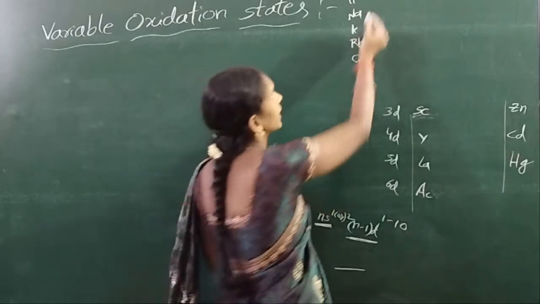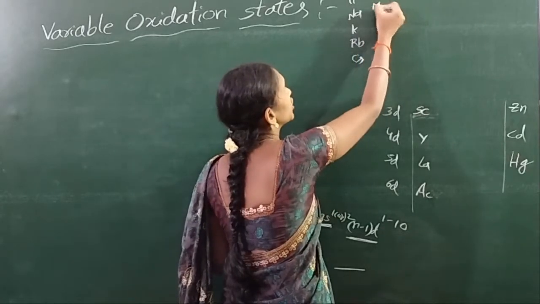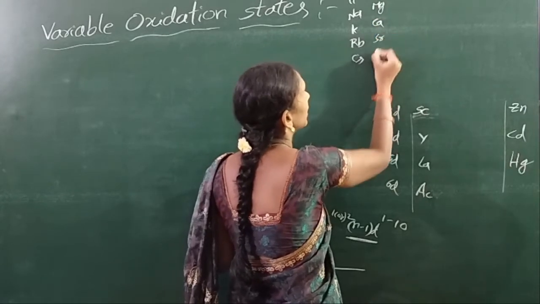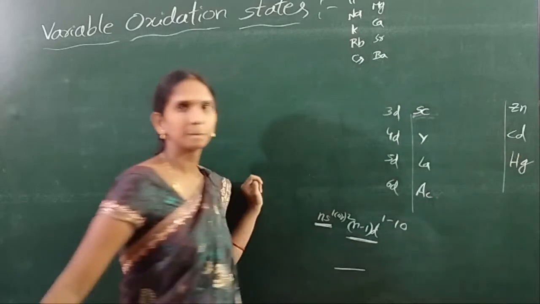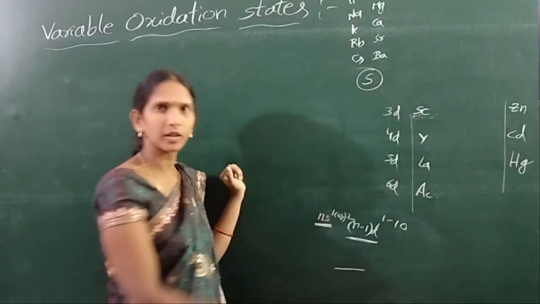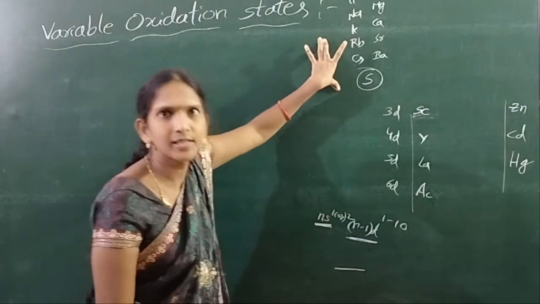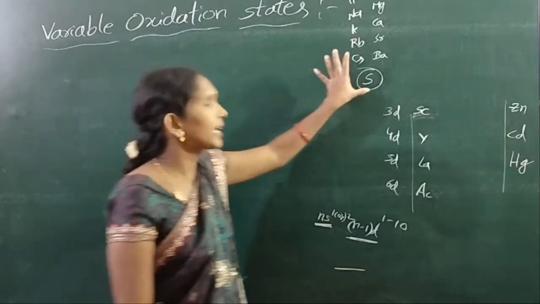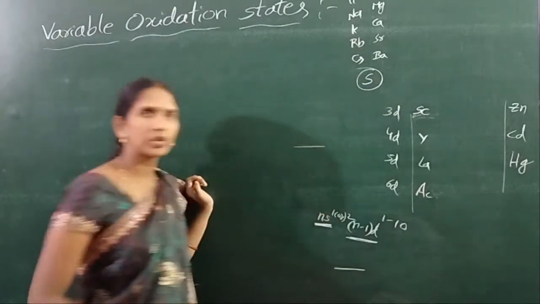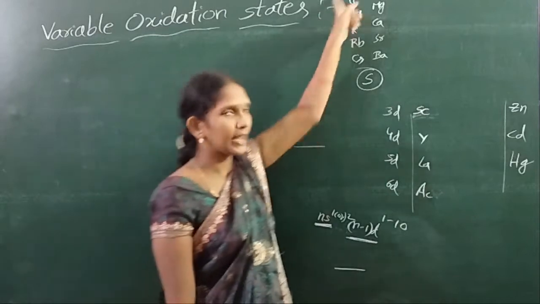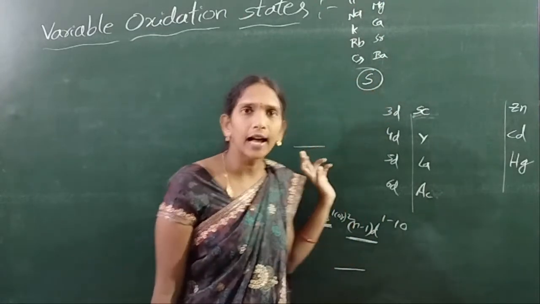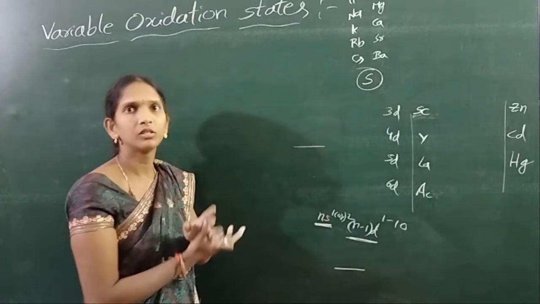The second group elements are beryllium, magnesium, calcium, strontium, barium. This is S block elements. In S block elements only S electrons are involved in the bond formation.